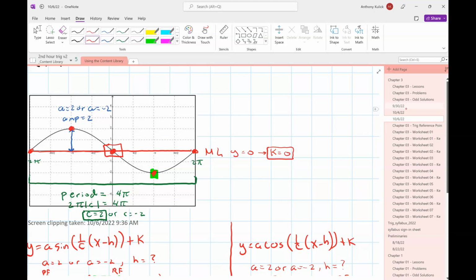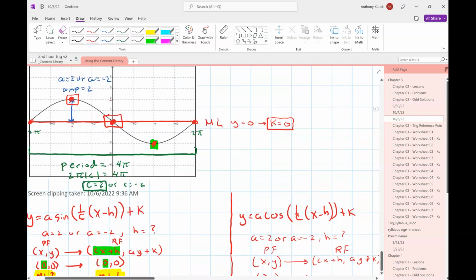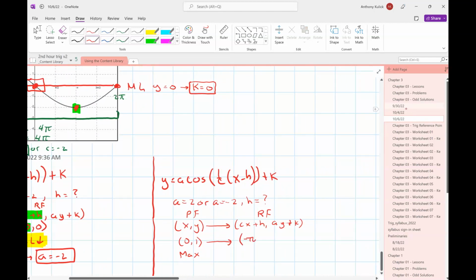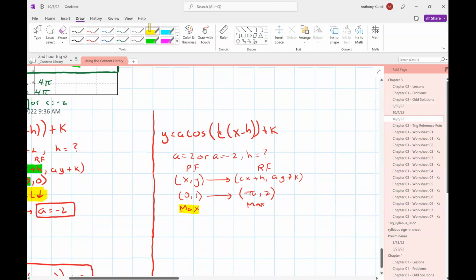Which one do you want to pick, the max or the min? Sure, let's pick the max. So that's the point negative pi, comma 2. Notice that these are both the same kind of extreme point. What that tells me then is that the A has to be positive. So A is 2.